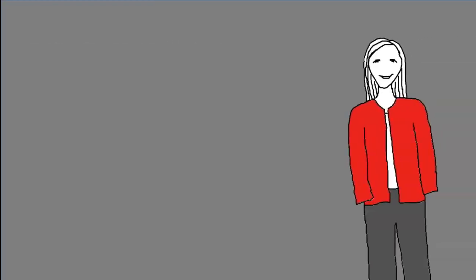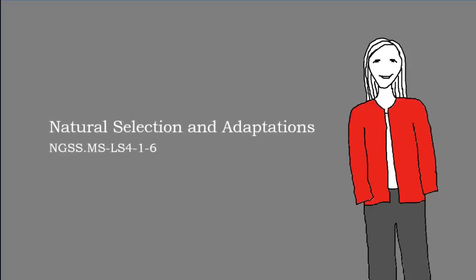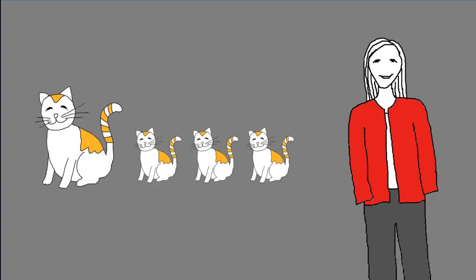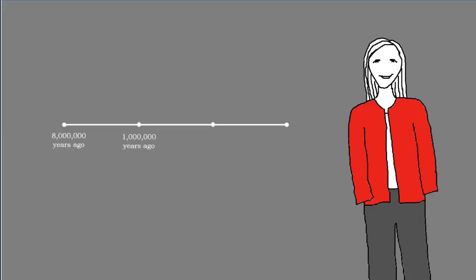This is Gina, a middle school science teacher. Gina is about to begin a unit that addresses the Next Generation Science Standards concerning natural selection and adaptations. Eventually, Gina's students will have to be able to demonstrate complex levels of understanding about things like hereditary traits and how species have changed over time.